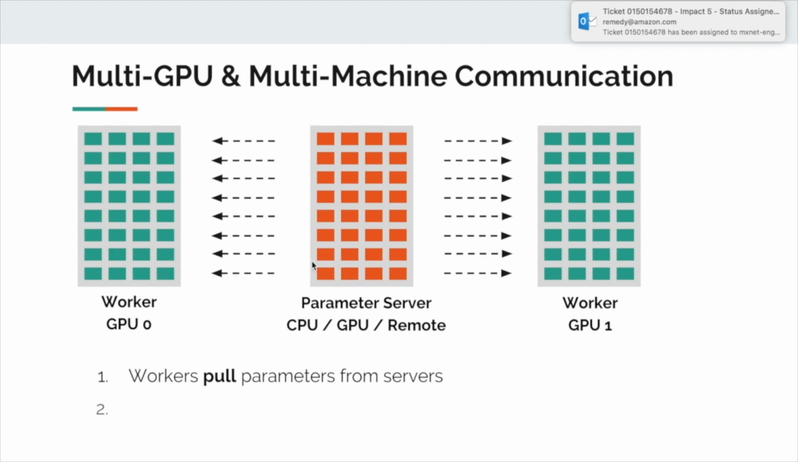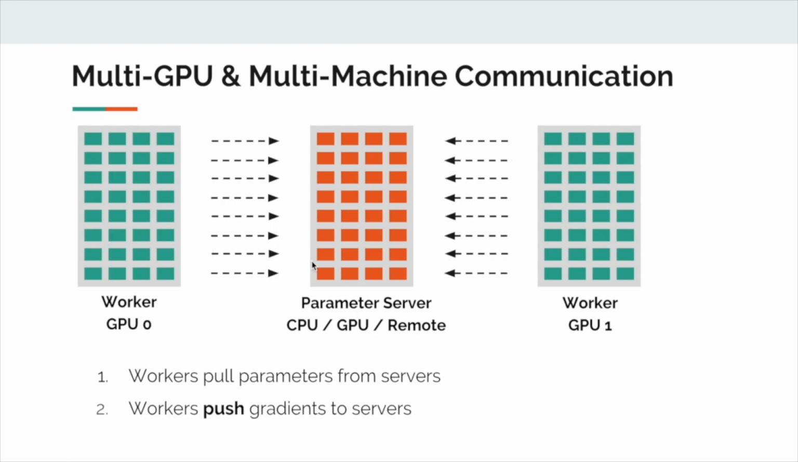Typically, the workflow is like this: the worker will pull the most recent parameters from the server. The worker will perform forward computation to evaluate the loss and a backward propagation to get the gradient. The worker will push the gradient to the servers. When the server collects all the gradients from the other workers, it will aggregate the gradients and perform the update.